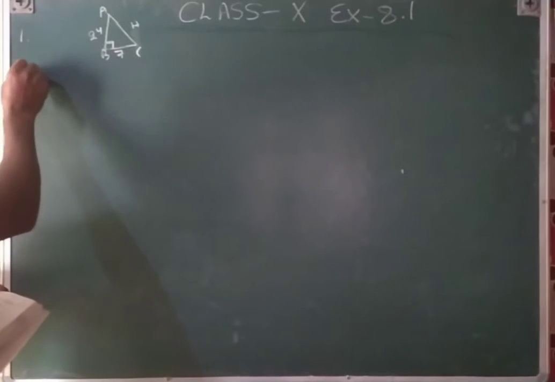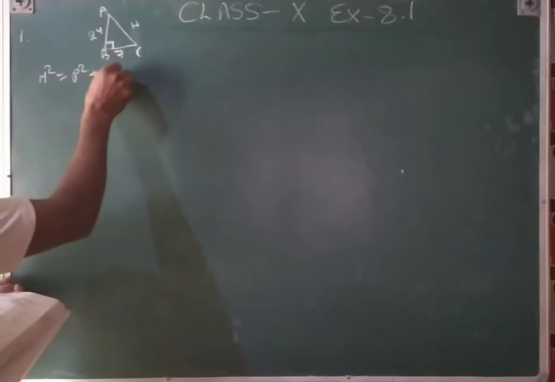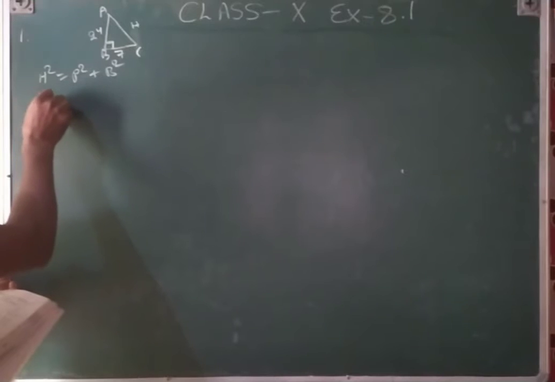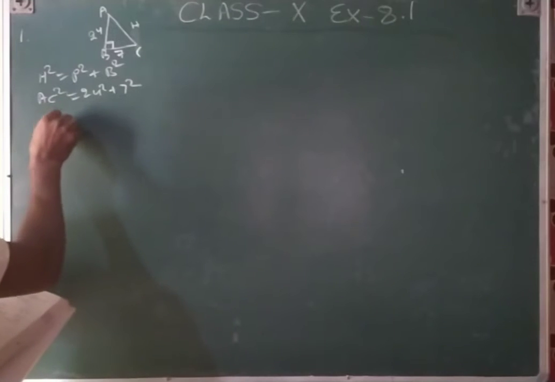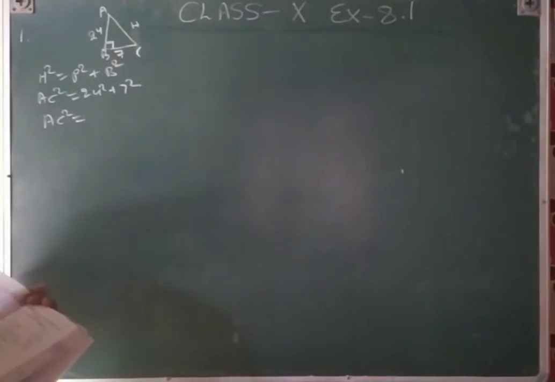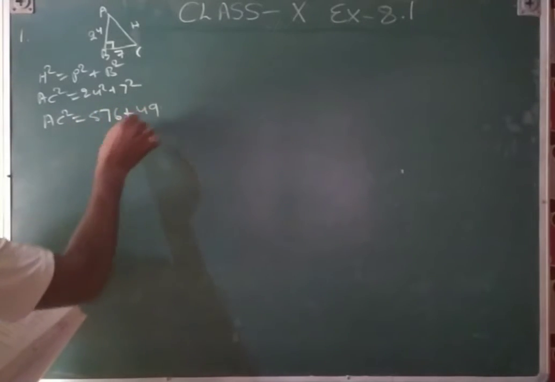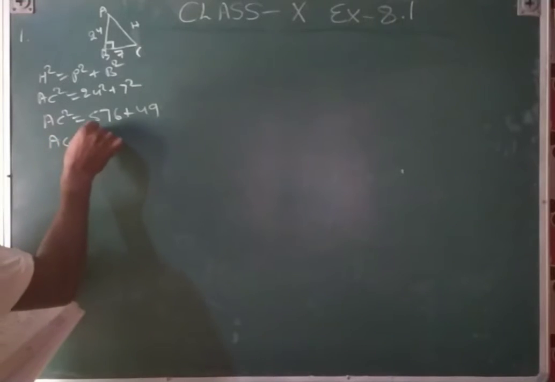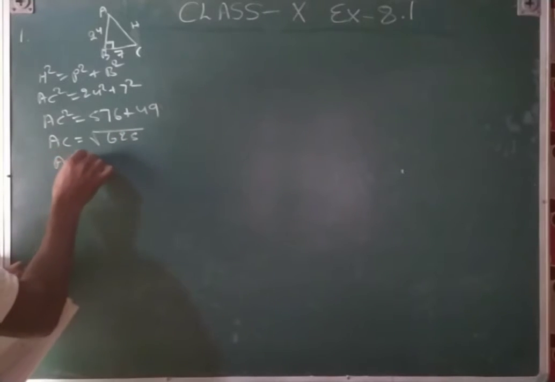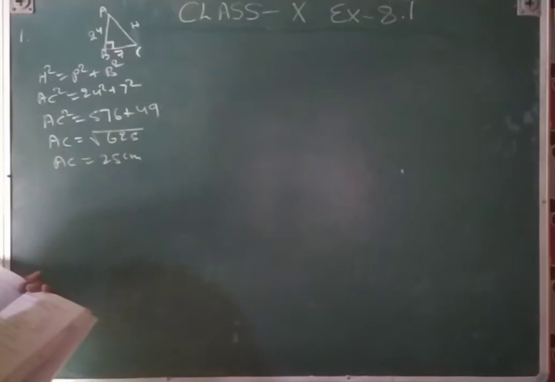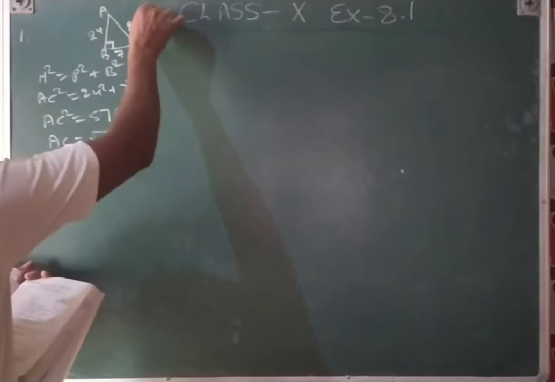Solution: H square is equal to P square plus B square. Everybody knows that one. So AC square is equal to 24 square plus 7 square. AC square is equal to 576 plus 49. So AC is equal to under root 625, so AC is equal to 25 centimeter. We will write 25 centimeter.